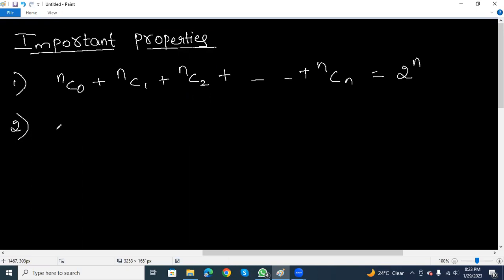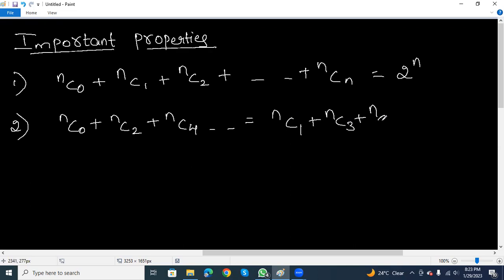Sum of even coefficients is equal to sum of odd coefficients. What are even coefficients? 0 is even, 2 is even, 4 is even. That means NC0 plus NC2 plus NC4 and so on is the same as the odd coefficients, NC1 plus NC3 plus NC5 and so on. So the sum of even coefficients is equal to the sum of odd coefficients, which is equal to 2 power N minus 1.